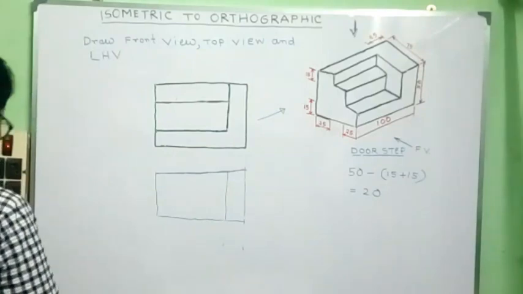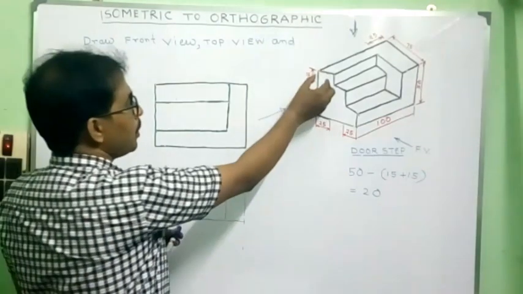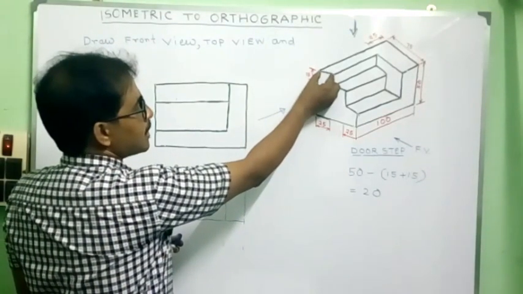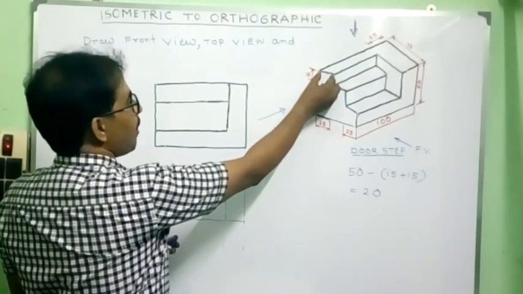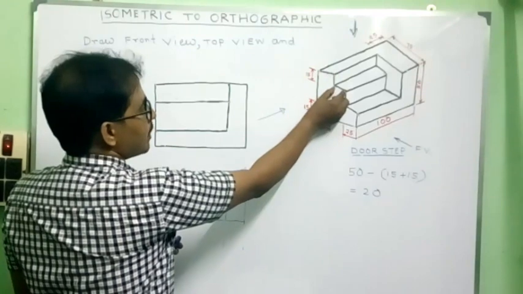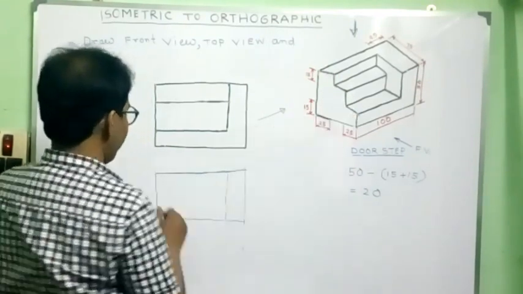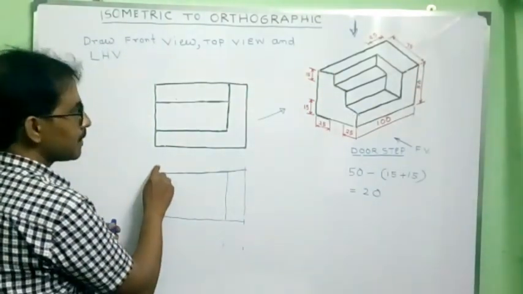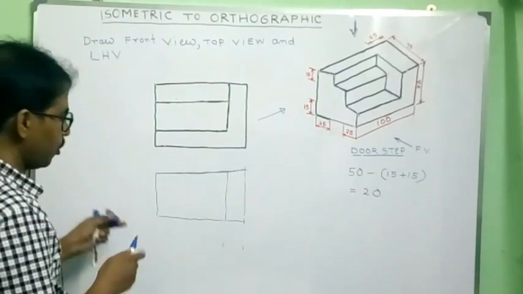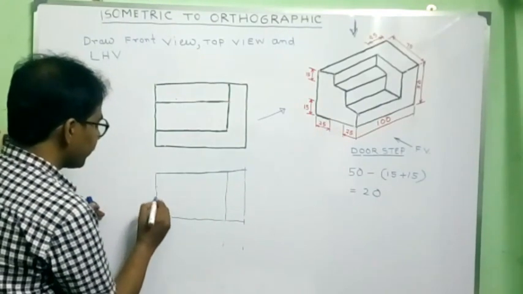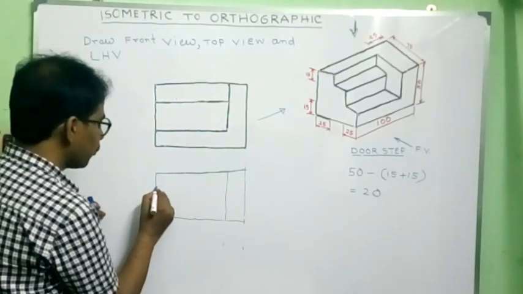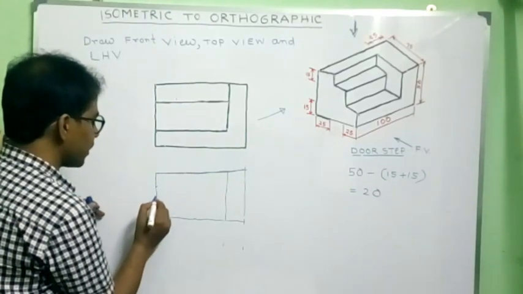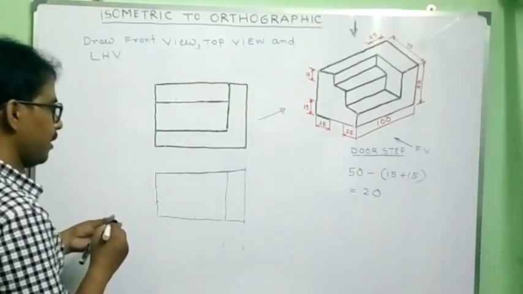Now top view, this is 25. This length is 75. We mark two points. This is 25. This is 25. Okay.